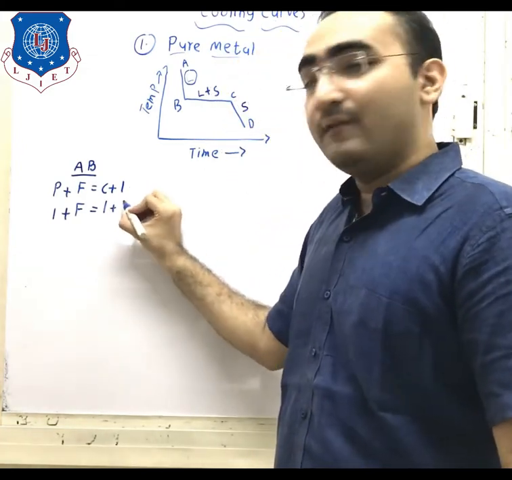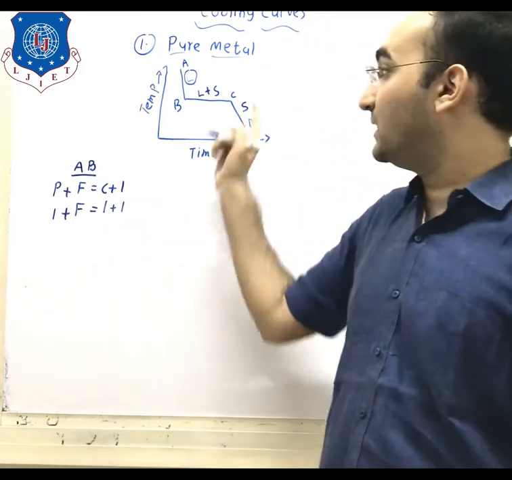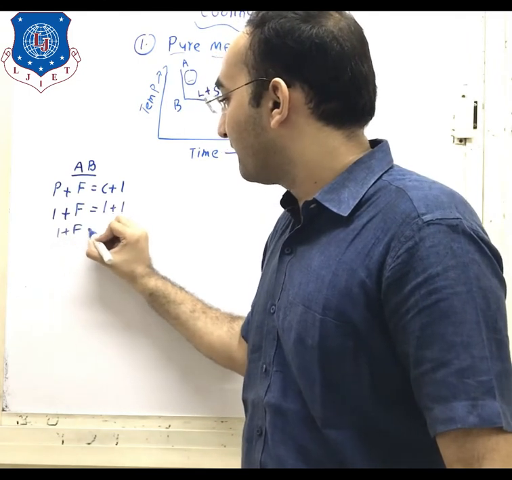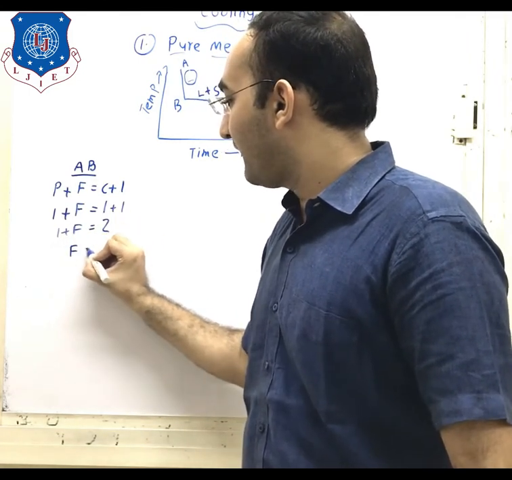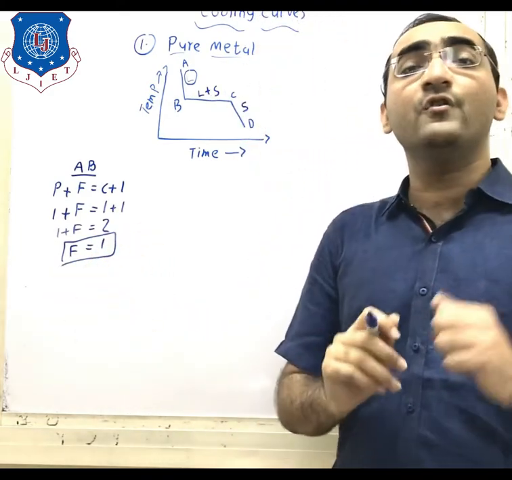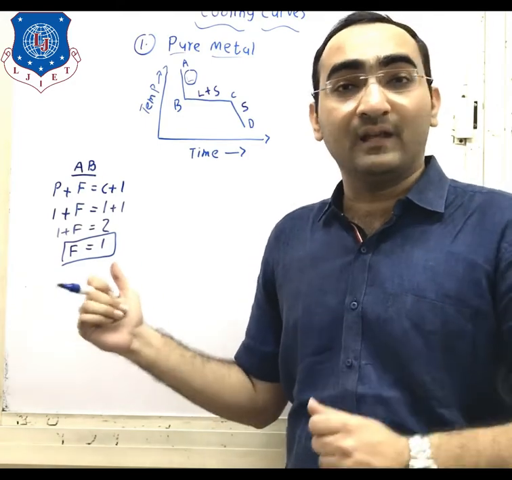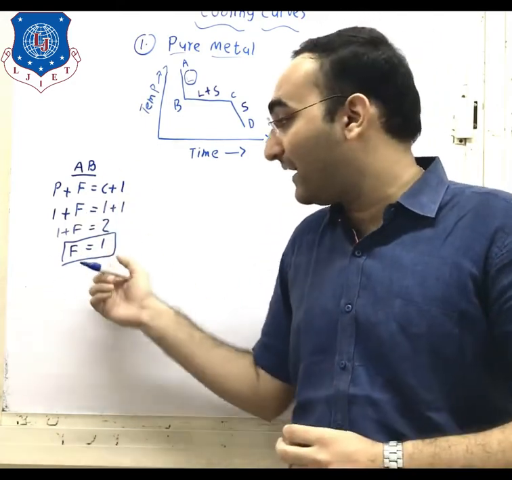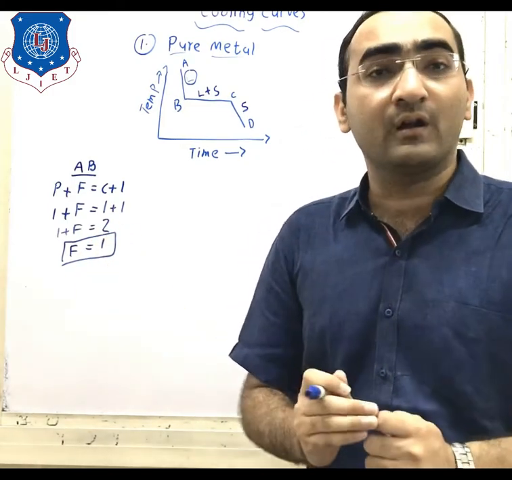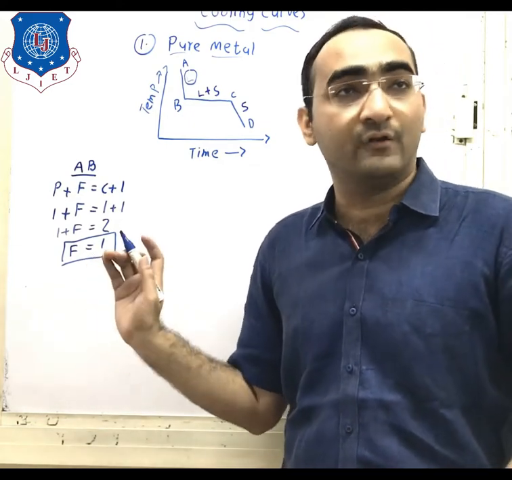Plus 1 will be written as it is, because here 1 indicates pressure remains constant throughout the whole process. So that will be equal to 1 plus F will be 2, and the value of F will be equal to 1. So your degree of freedom is 1. Now what do we mean by the degree of freedom? We have not discussed this when writing the formula, but let us discuss it now, because with an example it will be very easy to understand. So F equal to 1 means the degree of freedom is 1.